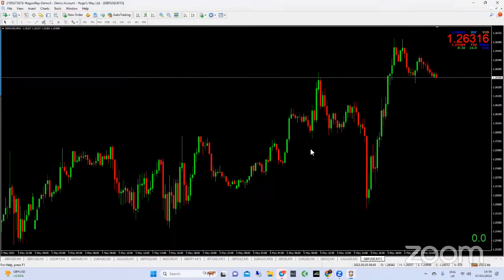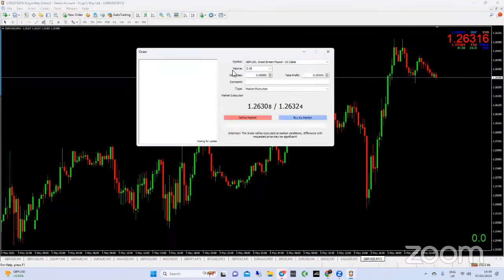So yes, these are the lot sizes. You can also see that it stops here at 8 lots, 8 standard lots. Maybe you are looking to use 9 standard lots or 10 or 11. So you just type in 11 and you go with it.